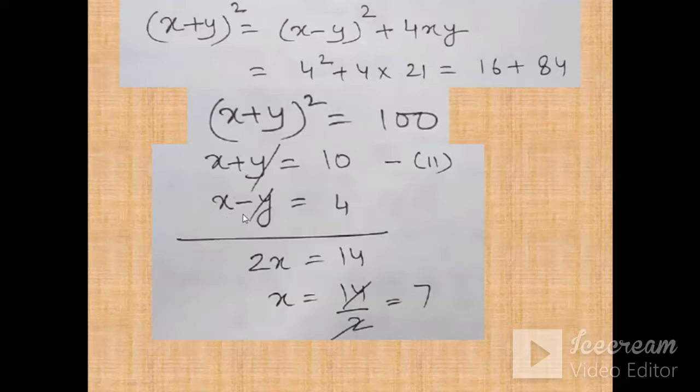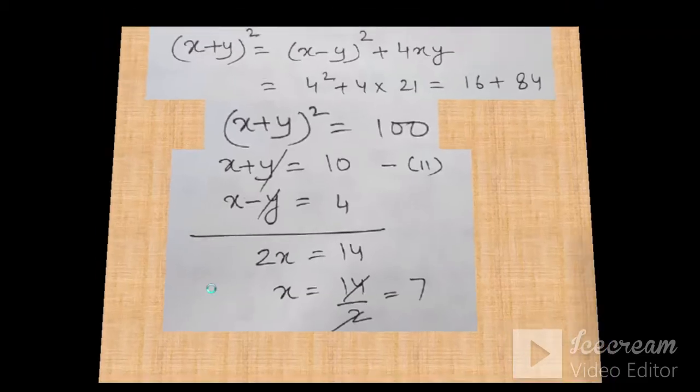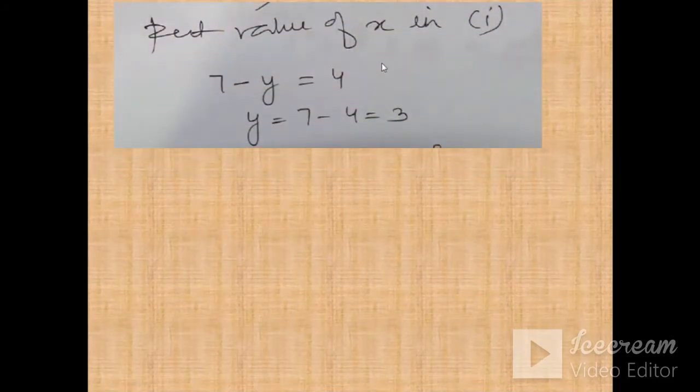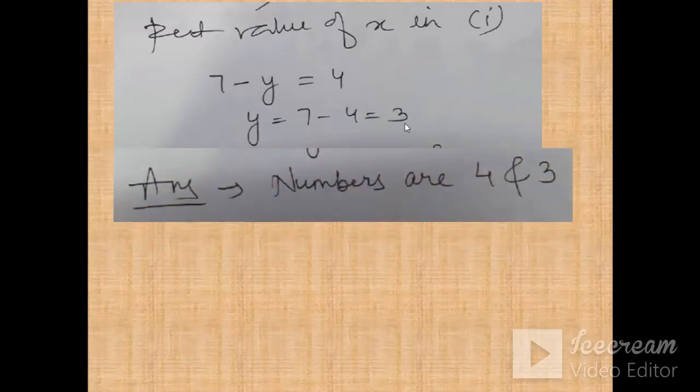Then the first equation we will put, and again we will add these two. So we will get 2x equal to 14 and x equal to 7. Now let's put the value of x in the first equation. So it will be 7 minus y is equal to 4, or y is equal to 3. So finally our answer is 4 and 3.